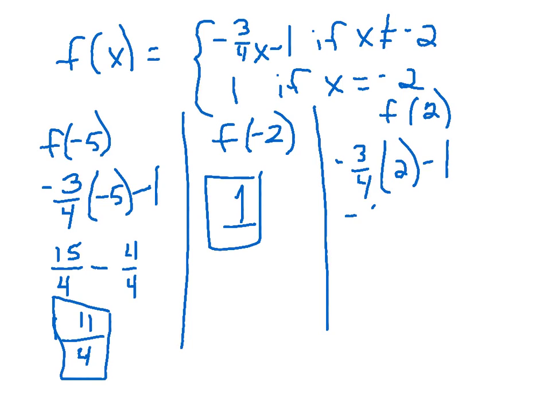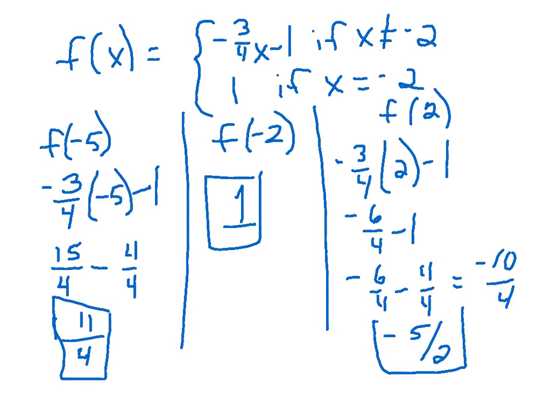Do a little bit of math, we end up with negative 6/4 minus 1, negative 6/4 minus 4/4, and then we're going to end up with negative 10/4, which of course we need to reduce to negative 5/2. You could also say negative 2.5 if you want, either way.